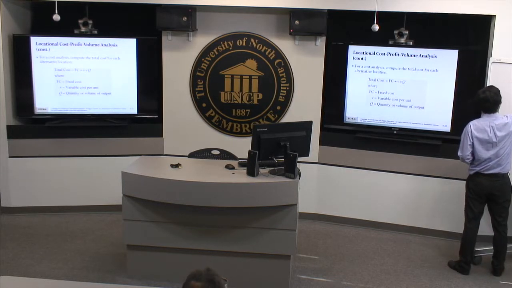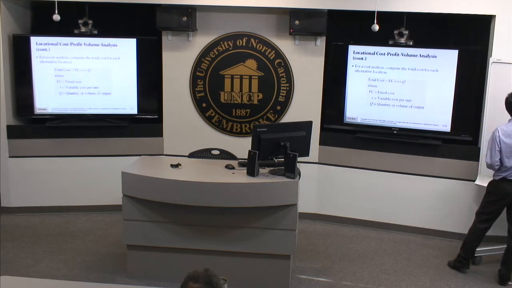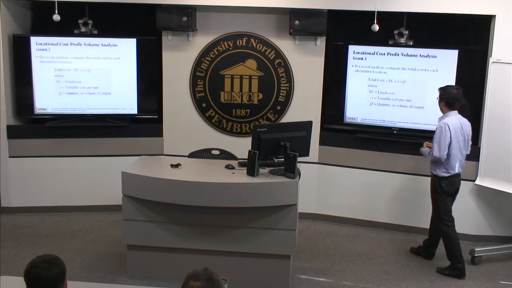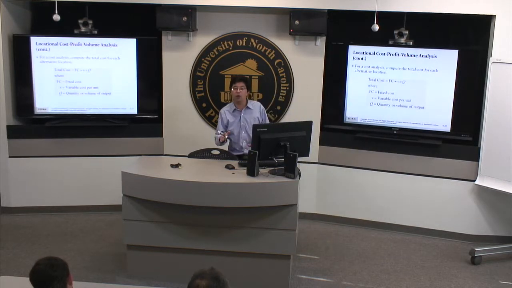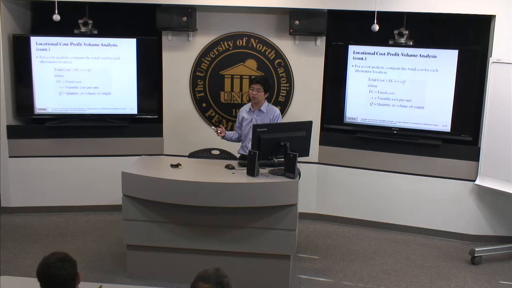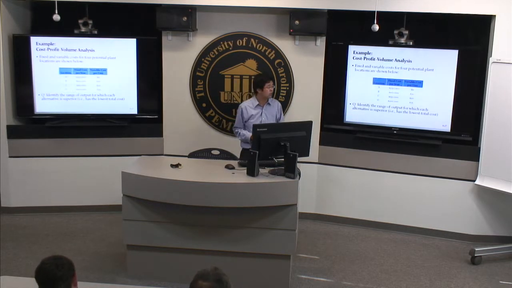Total cost is equal to fixed cost plus variable cost. FC is fixed cost, V is variable cost per unit, like $2 per burger. Q is the quantity of output. So it's very similar to what we have seen in chapter 5.